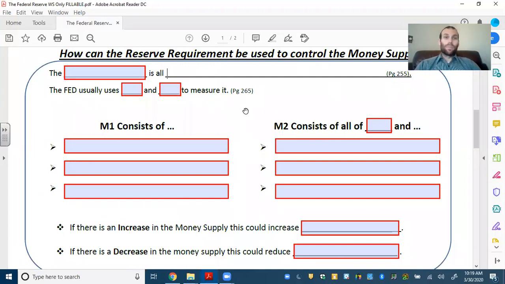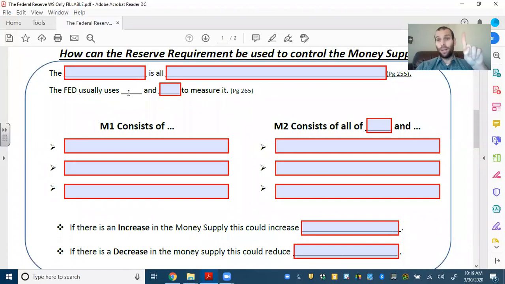It's how much money is out there. Now, what does the Fed use to measure it? Well, they use 2 different things to measure it. They use something called M1 and M2. So first thing we're going to cover is M1, which is right here. There's 3 things that M1 consists of.